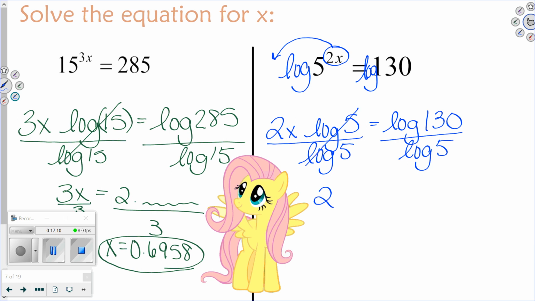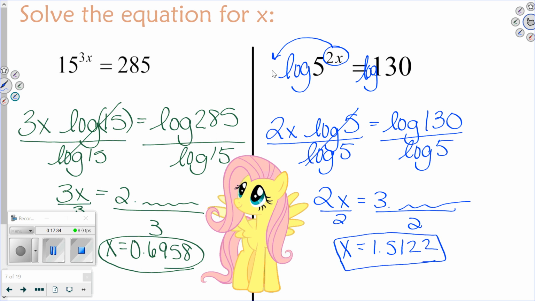So we're at 2x equals, when I divide those, I get like 3 point something. Okay, but x isn't by itself yet. So then I'm going to divide by 2. Divide by 2. And we get 1.5122, rounding to the nearest 10,000th.